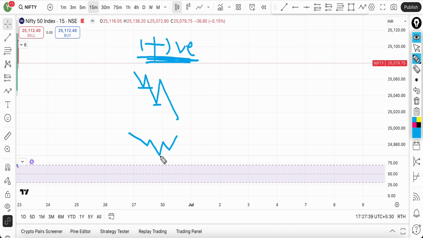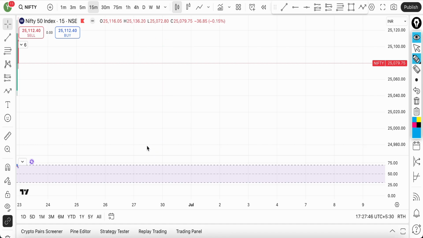For a positive divergence, we need to look at the lows. So price has formed a low around here. RSI has formed a low. Just a second, guys.